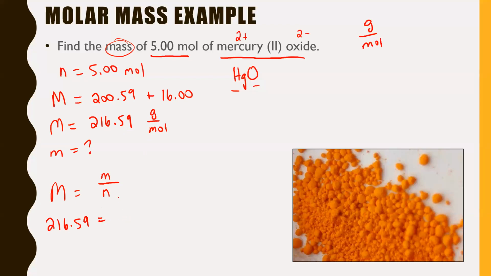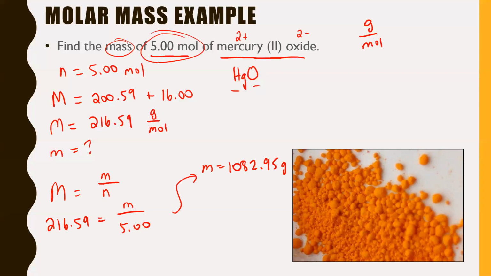216.59 equals, we don't know our mass, so I'll leave that as lowercase m, but we do know the number of moles we have, it's just 5.00. So to find this lowercase m, we just need to multiply by 5 on both sides of the equation. So what this gives us is our mass, lowercase m, equals 1,082.95 grams.